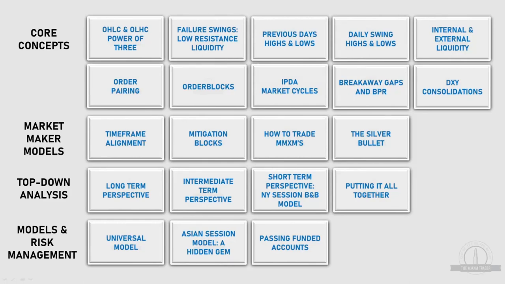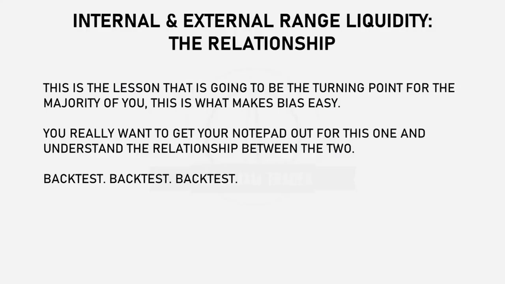The next topic we're going to cover is internal and external range liquidity. This lesson is what's going to be the turning point for most of you. This is what makes bias easy. You really want to get your notepad out for this one, guys, and understanding the relationship between these types of liquidity will unlock your ability to read price action. Also, very important, backtest as always.